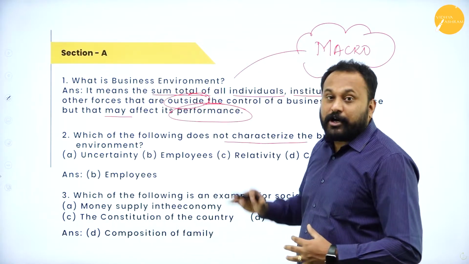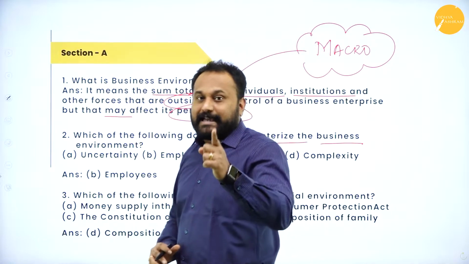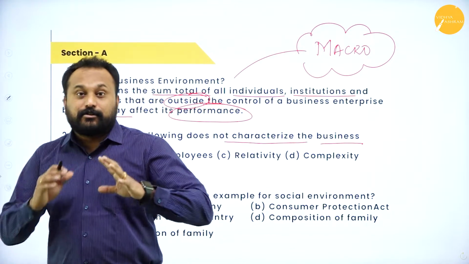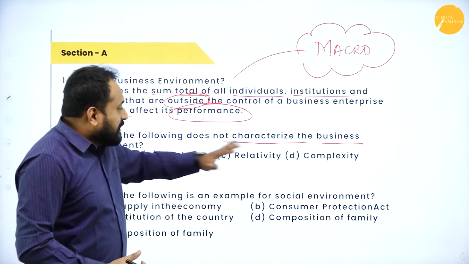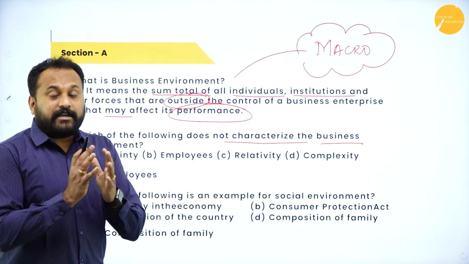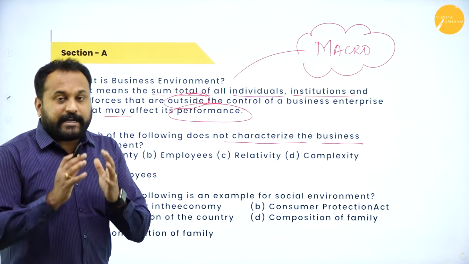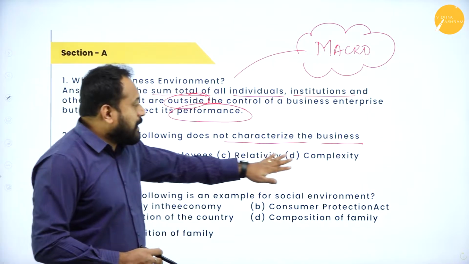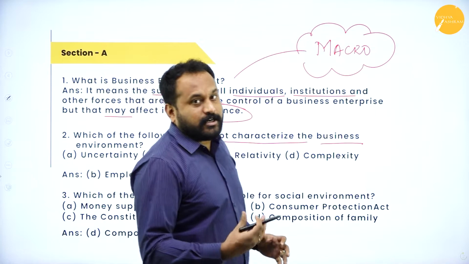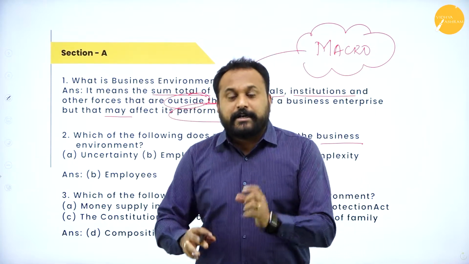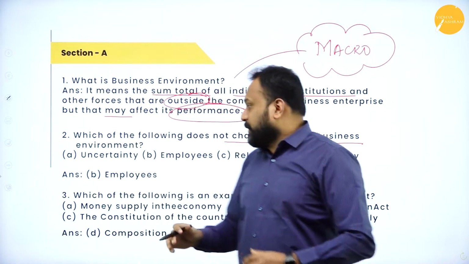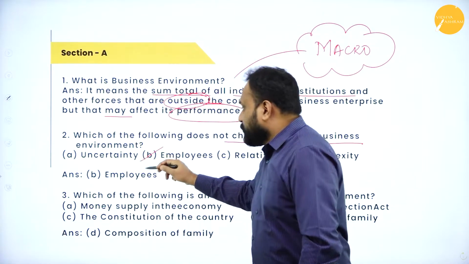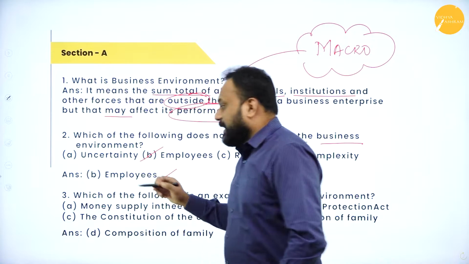Next is employees. Now employees, yes, you can control your employees. So let's understand the next few options as well. Relativity is not to be controlled. You can never control it. Complexity is also, you cannot control it. So which you can control is not a characteristic of business environment. So the option is B. So you will be writing here B, employees.